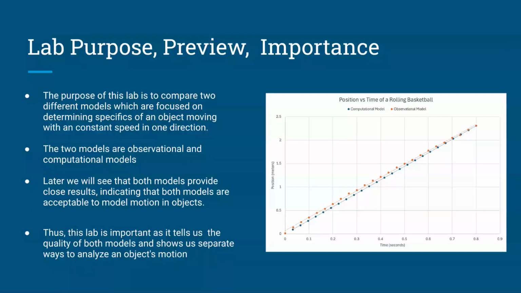Later in this presentation, we will see that both the computational model and observational model provide very close results, as we can see in this graph here. This indicates that the lab here is extremely important, as it shows us that both models are of acceptable quality and provides us with separate tested ways on how to examine an object's motion.